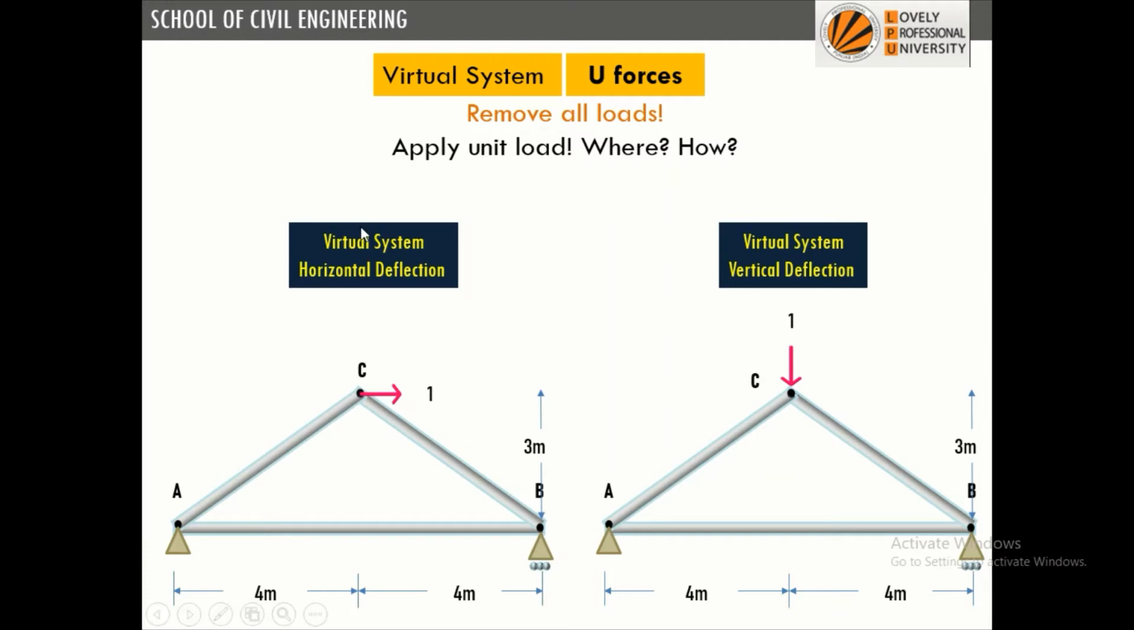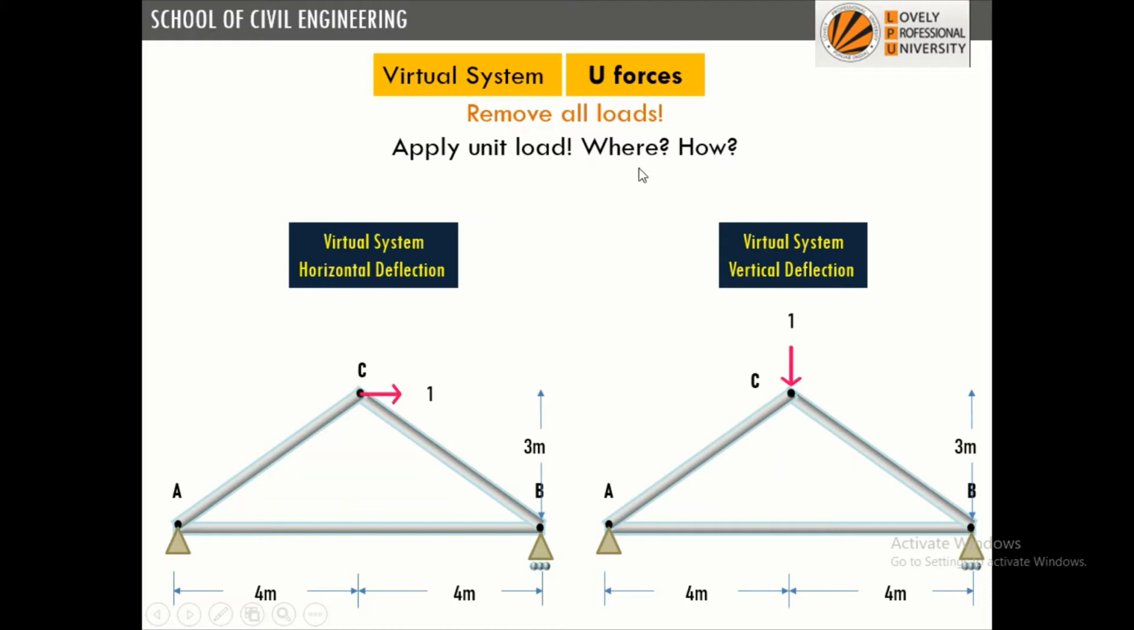So how are we going to make the virtual system from the real system? This is the virtual system for calculating horizontal deflection, and this is the virtual system for calculating the vertical deflection. There are two things to do to make a virtual system for calculating u forces. First, of the given real system, remove all the loads, then apply a unit load and ask two questions: where we should apply and how we should apply.